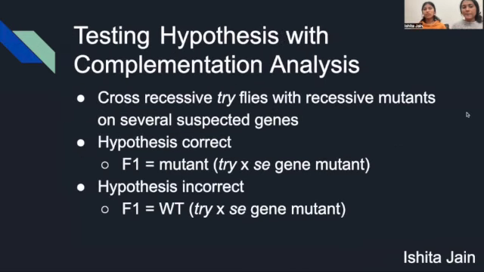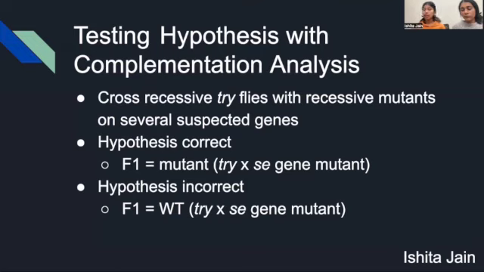Now we want to talk about what our results might have looked like if we had performed a complementation analysis with the flies. So we would have chosen to cross recessive tri flies with recessive mutant flies. And these other mutations would be on several suspected genes, which we know which genes those mutations are on.